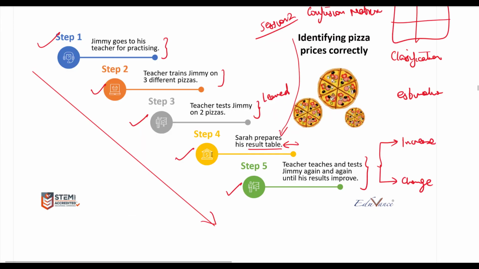In this lecture, we saw that Jimmy had to predict the price of the pizza, and he went through a 5-step learning process where he would first go to the teacher for practicing problems. He would then train on 3 different pizza sizes. He then would go ahead and test himself on 2 pizza sizes. His friend Sarah would help him prepare a result table. And based on the result calculation, he decides whether he needs to increase his data set or change the teacher.